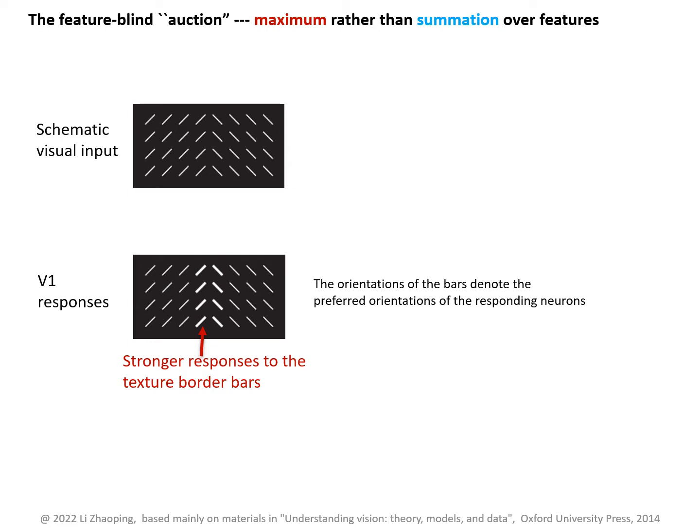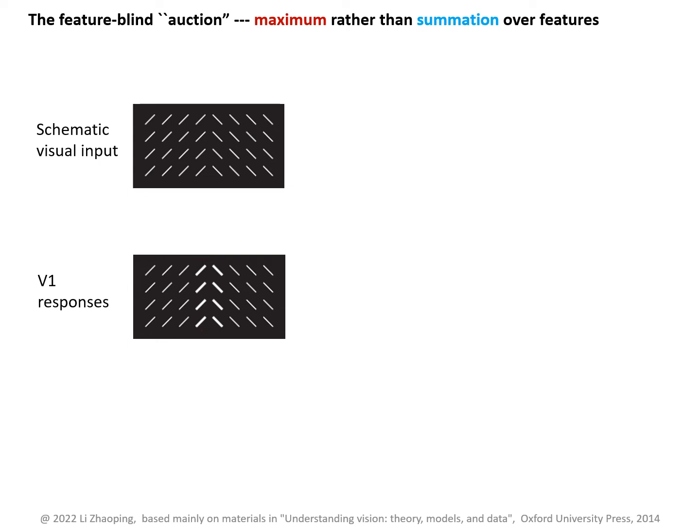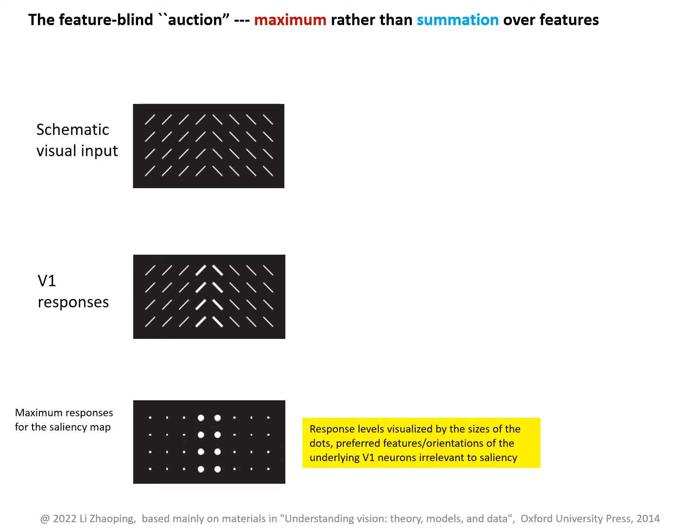So the responses to the texture border bars are stronger, since each border bar has fewer iso-orientation neighbors to exert iso-orientation suppression on it. For example, for this bar at the texture border, only these neighbors share the same orientation with itself, but not any neighbors to its right. However, for this texture bar away from the texture border, almost twice as many neighbors are sharing the same orientation. So the neurons responding to the texture border bars suffer less from iso-orientation suppression. Therefore, these are the maximum responses to individual texture element locations for the saliency map, according to VSH. This makes the texture border more salient to attract attention, and this helps texture segmentation to separate this whole pattern into two different texture regions.